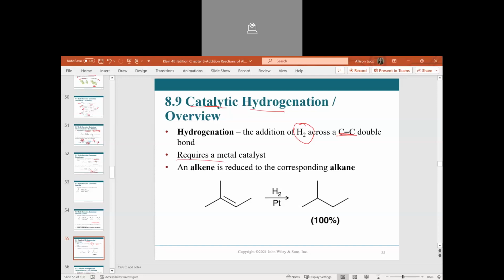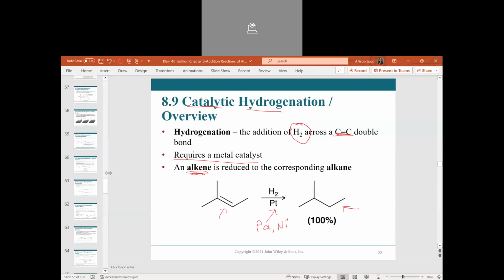This requires a metal catalyst. So things like platinum, palladium, nickel, you may see any of these metals used as your metal catalyst. And we will reduce our alkene, right? Our double bond will be reduced to an alkane. And we generally see with this process a very high yield. So 100% yield is noted here.